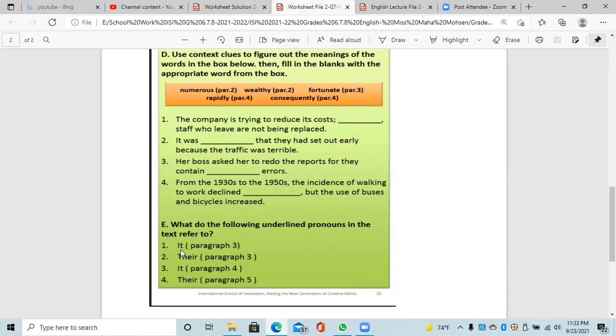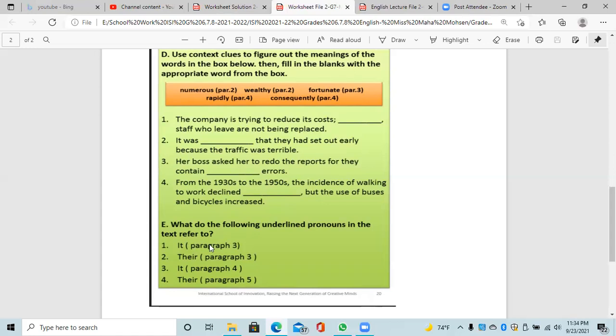So here you have the pronouns it, their, it, their. These are different because each one is in a different paragraph. It in paragraph 3, there in paragraph 3, it in paragraph 4, there in paragraph 5. So these pronouns refer to something. For example, if I'm talking about someone who's called Ali, instead of saying Ali all the time, I can use the pronoun he to refer to Ali. So this is what the reference of the pronoun means.